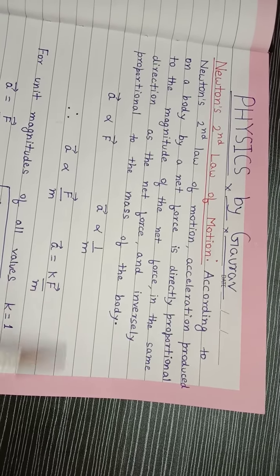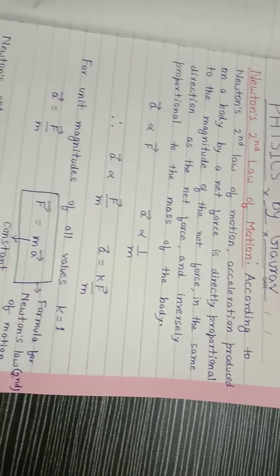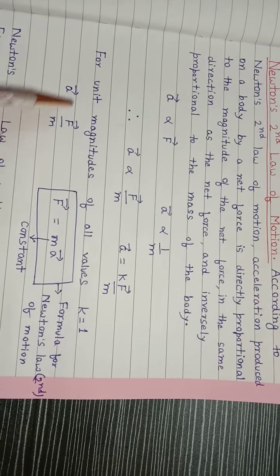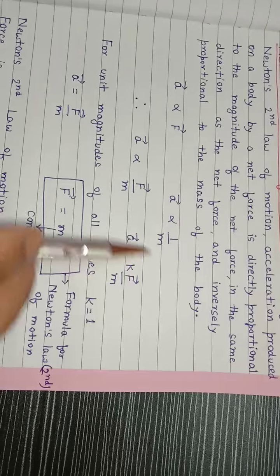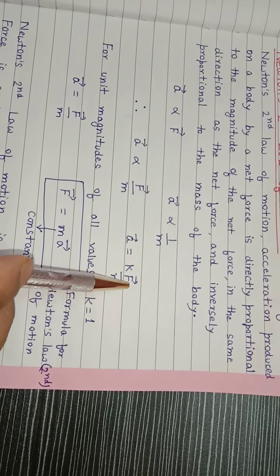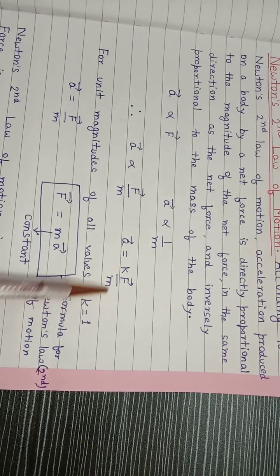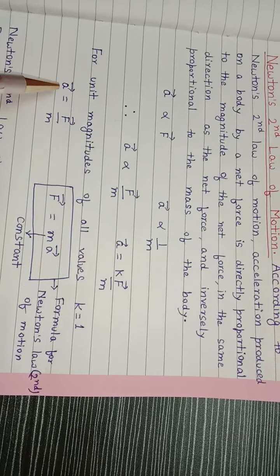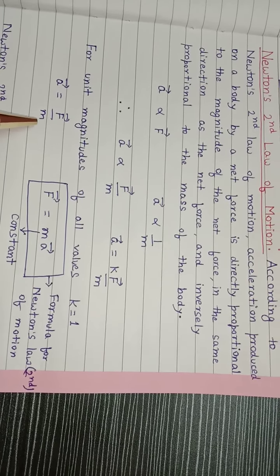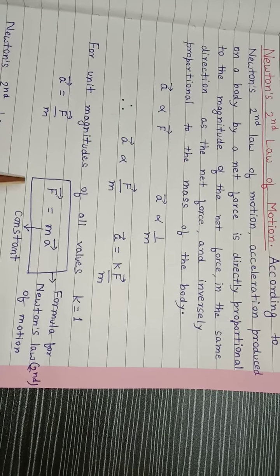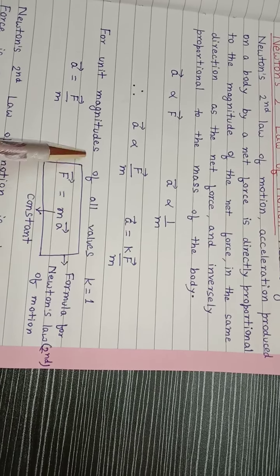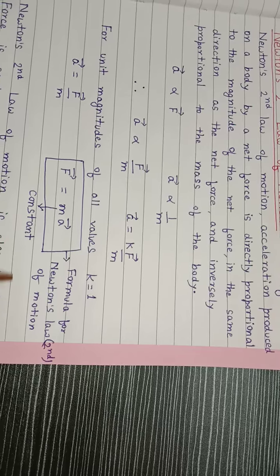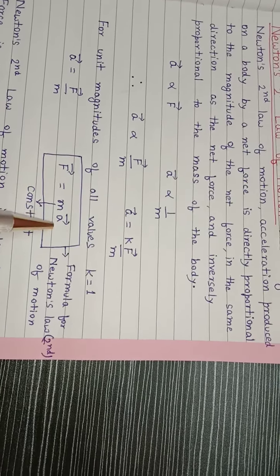Okay, the vector sign is still present. Now for unit magnitudes of all values, let us consider acceleration is 1, mass is 1, and force is 1. We get k is equal to 1. Now what we'll get? Acceleration is equal to force by mass. Now if we rearrange this equation, we'll get force is equal to mass into acceleration.